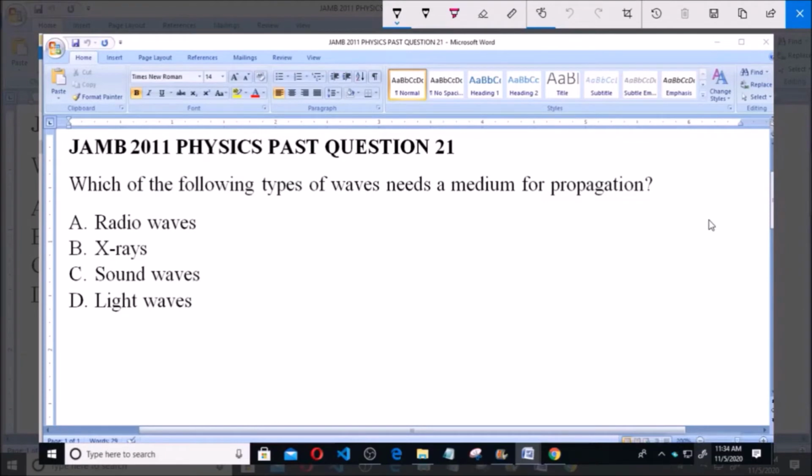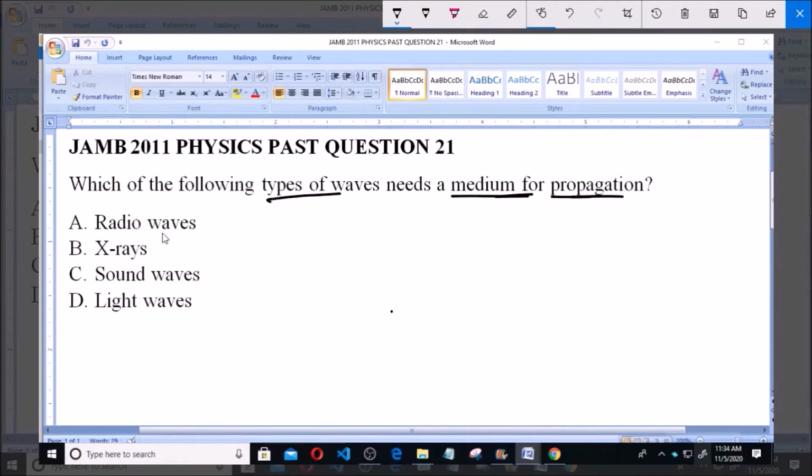Which of the following types of waves needs a medium for propagation? A. Radio waves. B. X-rays. C. Sound waves. D. Light waves. So we are given 4 options here, and of course we are asked to pick out the type of wave which requires a medium for its propagation.